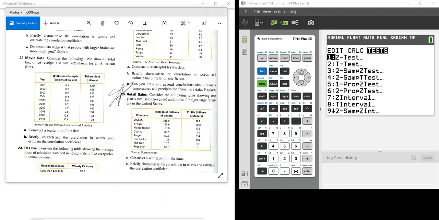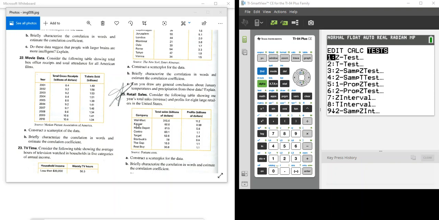I want to talk a little bit about regression, and I have some data here. We have a table on retail sales, and I have one sample of 8 different stores: Walmart, Kroger, Home Depot, and so on. So we have 8 different stores, a sample of 8 different companies here.